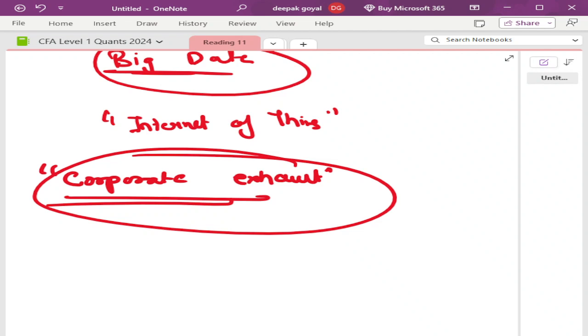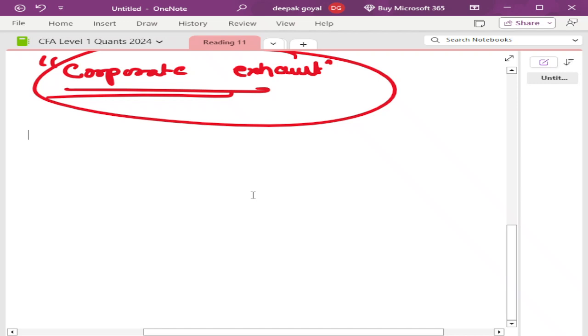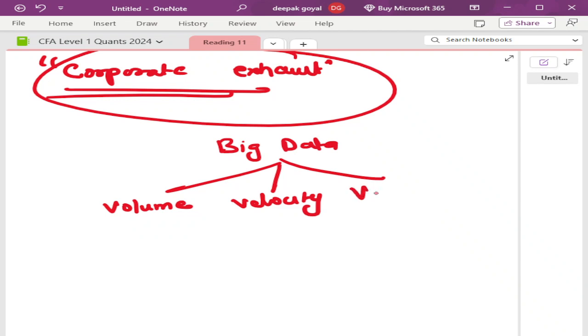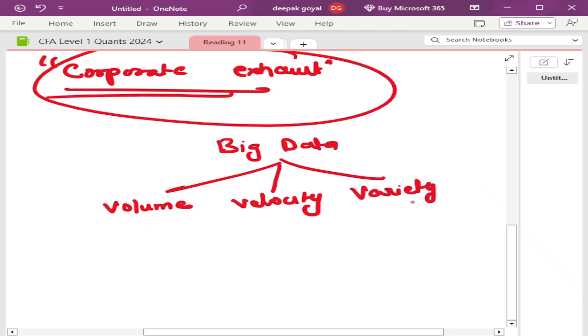That's it. Now this big data is divided into three parts. Number one is your volume. Second is your velocity, and third one is your variety. Now I'll explain each of the three: volume, velocity, and variety.